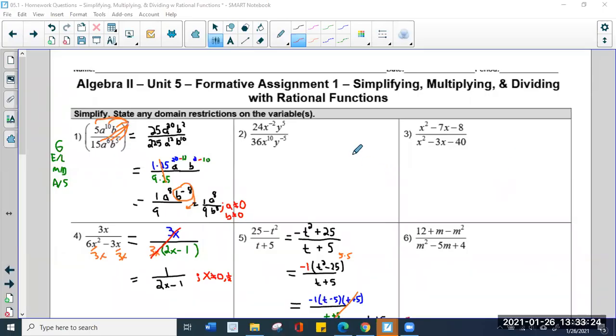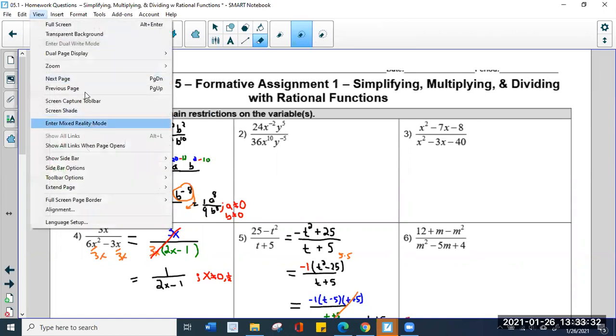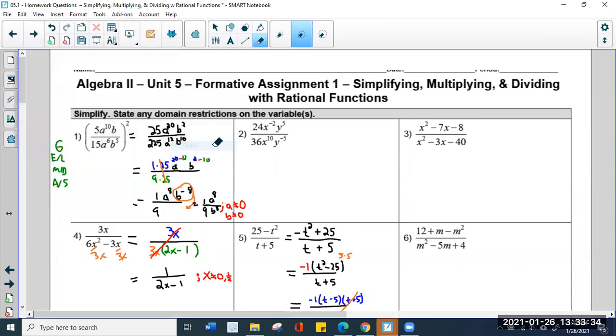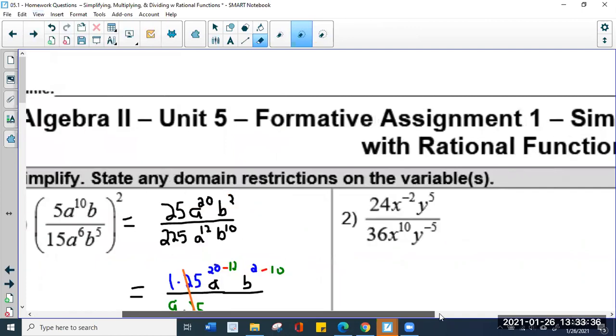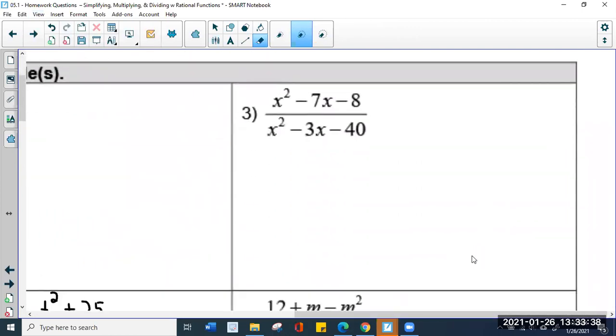So the one thing we have to watch out for here, that I think is really important about understanding what's happening in these problems, is that in 5.1, it's actually kind of interesting that if we get a problem like number 3, everything's good. You just factor, cancel, and state domain restrictions.